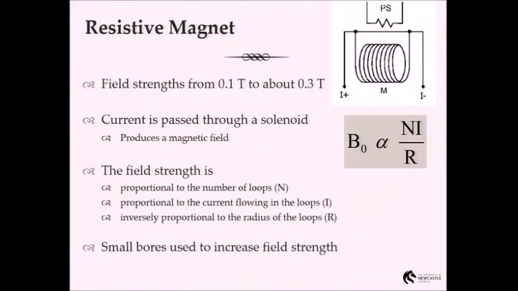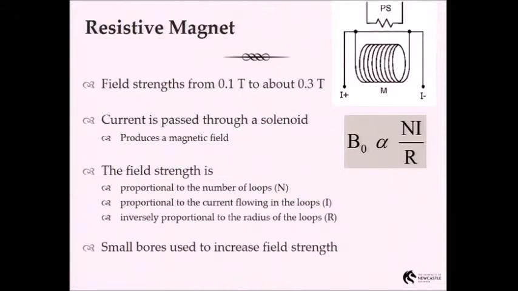Resistive magnets, typically between 0.1 and 0.3 Tesla. So we pass a current through a solenoid, a loop of wires, and that's what makes the magnet. Remember I explained to you yesterday about the experiment that you may have done at school where you get an iron nail, put a wire around it, energise it, it becomes a magnet. Same thing here. A couple of things to remember, that it's proportional to the number of loops and the radius. So to make a strong one, you've got to make the bore really small, which is not good for claustrophobic people.